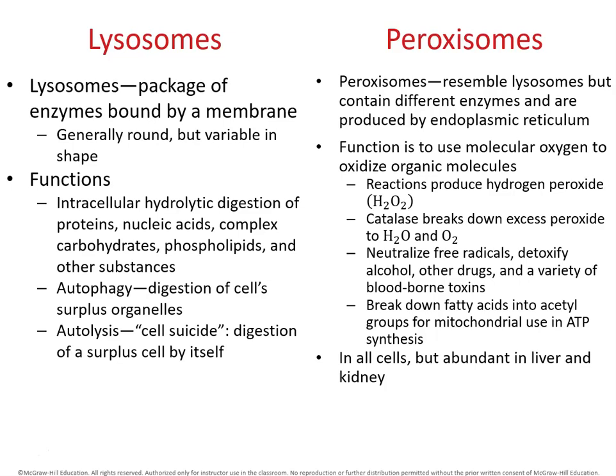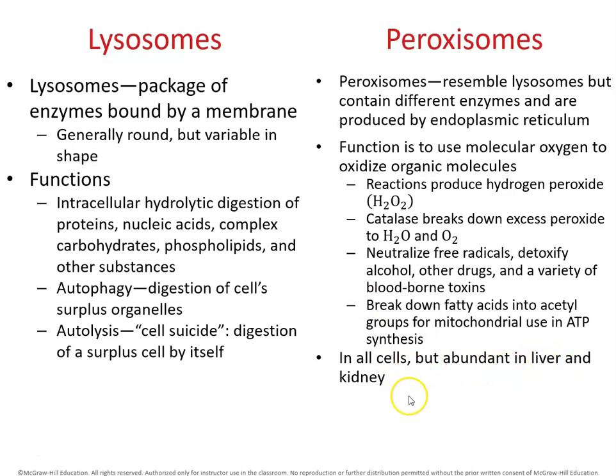Peroxisomes in some ways are similar to lysosomes, but they do a specific kind of digestion that is done by hydrogen peroxide. So hydrogen peroxide is used to neutralize free radicals. We talked about those earlier. They're things with strange or weird numbers of electrons in their electron configurations, and we need to get rid of them before they can damage cells. Peroxisomes are the organelles that do that.